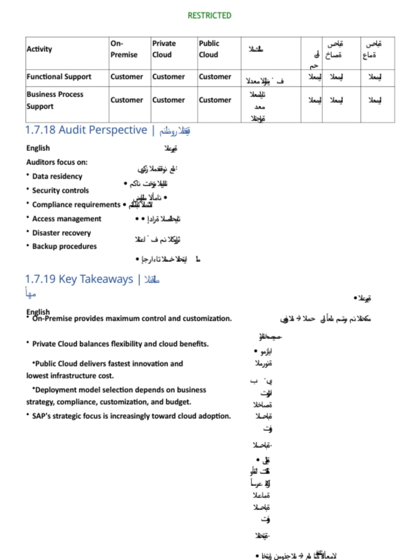When it comes to choosing where to run your systems, the public cloud stands out for delivering the fastest innovation and the lowest infrastructure costs. But the right deployment model really depends on your business goals, compliance needs, how much customization you require, and your budget. SAP is clearly moving toward cloud adoption as a strategic priority. At the same time, private cloud offers a balance, giving you flexibility while still capturing many cloud benefits. And if maximum control and customization are critical, on-premise remains the go-to option.